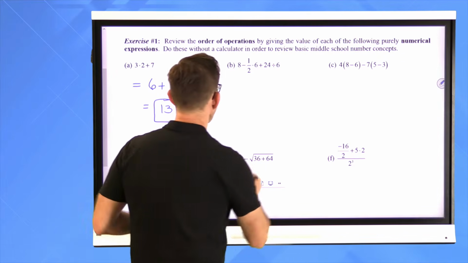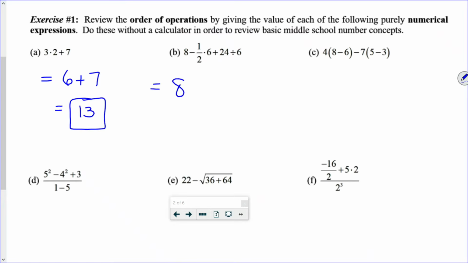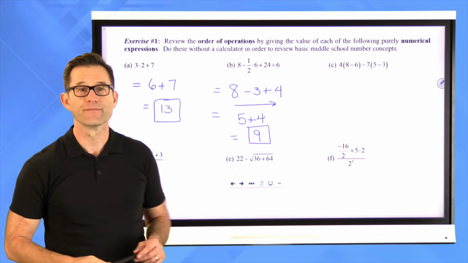Now, keep in mind, right, that 1/2 times 6 is the same as 6 divided by 2, so that's 3. 24 divided by 6 is equal to 4. And now that I have only subtraction and addition, I really do it from left to right. So I have 8 minus 3, which is 5, plus 4, and 5 plus 4 gives me a final numerical result of 9. All right.